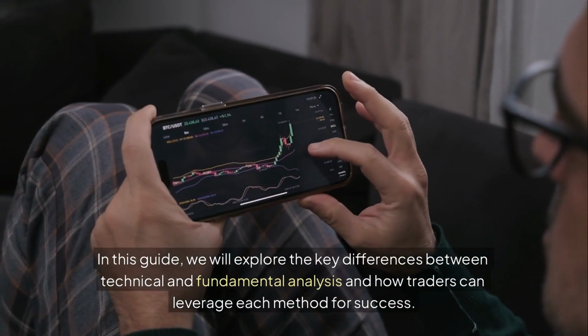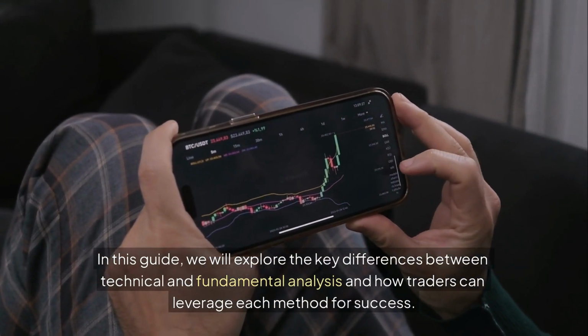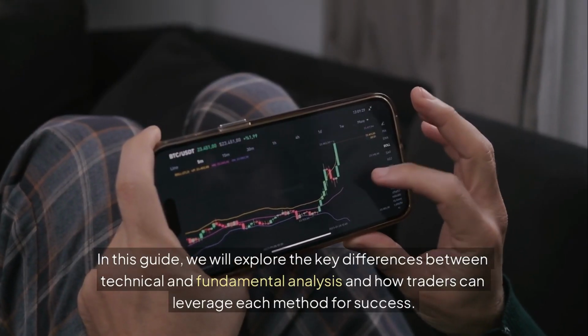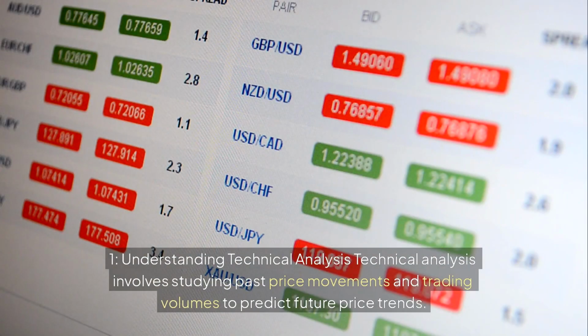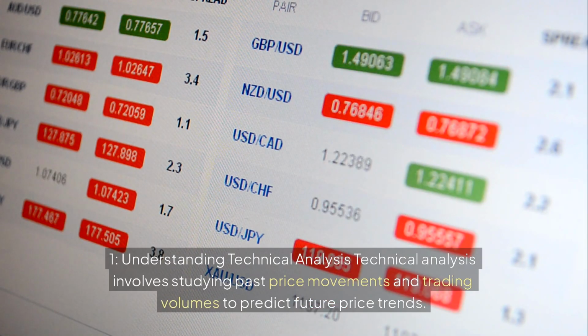In this guide, we will explore the key differences between technical and fundamental analysis and how traders can leverage each method for success. 1. Understanding technical analysis. Technical analysis involves studying past price movements and trading volumes to predict future price trends.